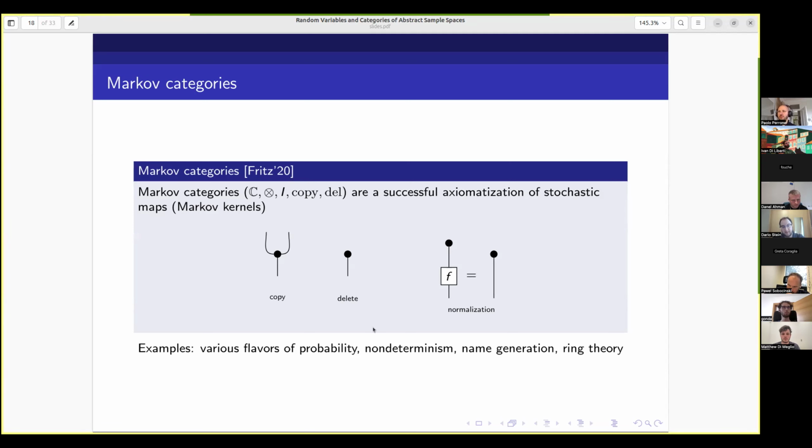It's a symmetric monoidal category that has copy and deletion maps. The deletion maps are natural, so it's a semi-Cartesian category, but the copy maps are not natural, and that captures that there's really a difference between doing a random thing twice versus doing a random thing only once and then copying the result. But those are the basic pieces of structure in which we can formulate quite a lot of probability and related things. So models of these are various flavors of probability, but also relational non-determinism or fresh name generation, or even aspects of ring theory. This is a really nice formalism.